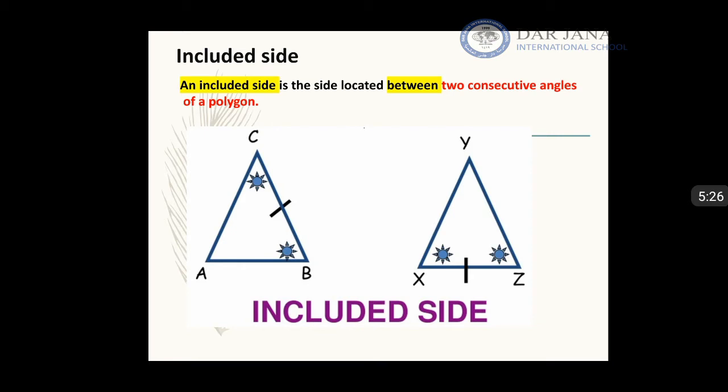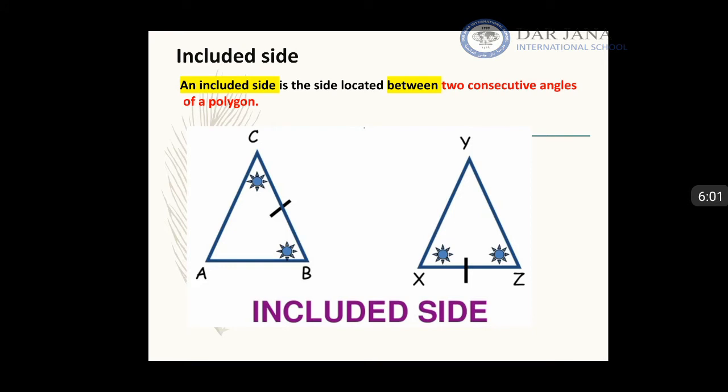So in case of those two triangles, let's first look at the triangle ABC. The two consecutive angles are the angles that come after each other, like angle C and angle B. So angle C and B are two consecutive angles. What is the included side between them? It's side CB. For example, if I took the two angles A and B, they are two consecutive angles, isn't it? They come after each other. What is the included side between angle A and angle B? It's side AB.